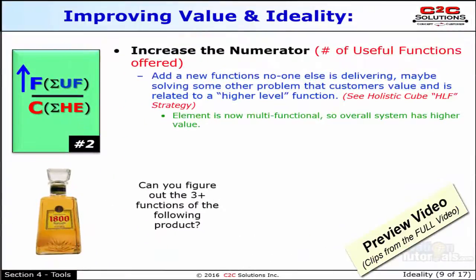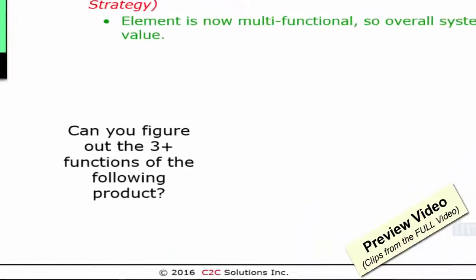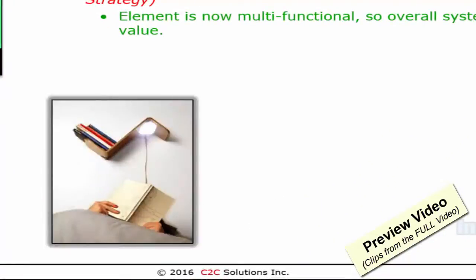Obviously a bookshelf has one main function, which is to hold books. But let's take a look at this one here. This is kind of a unique bookshelf. And if you want, you can pause the tutorial and see if you can figure out 4 functions this has. One is obvious, which is to hold books. The second one is pretty obvious too, which is to illuminate the books. There's a light involved in this additional function of that bookshelf.